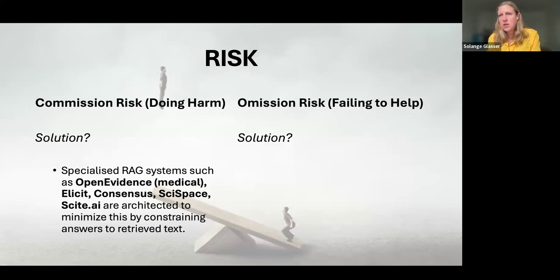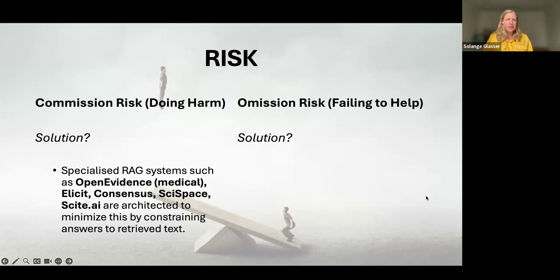The solution to these commission risks is specialized RAG systems. In the medical field, we have OpenEvidence, and then there are a few tools that some of you may have used before: Elicit, Consensus, SciSpace, and Cite AI. Has anyone used any of those tools in their research? I wouldn't be surprised. Ben, I think you have, our train buddy.